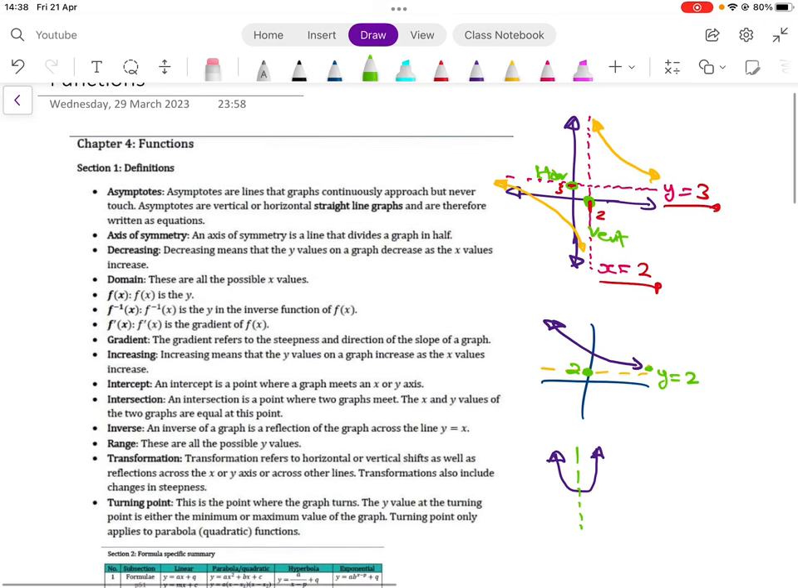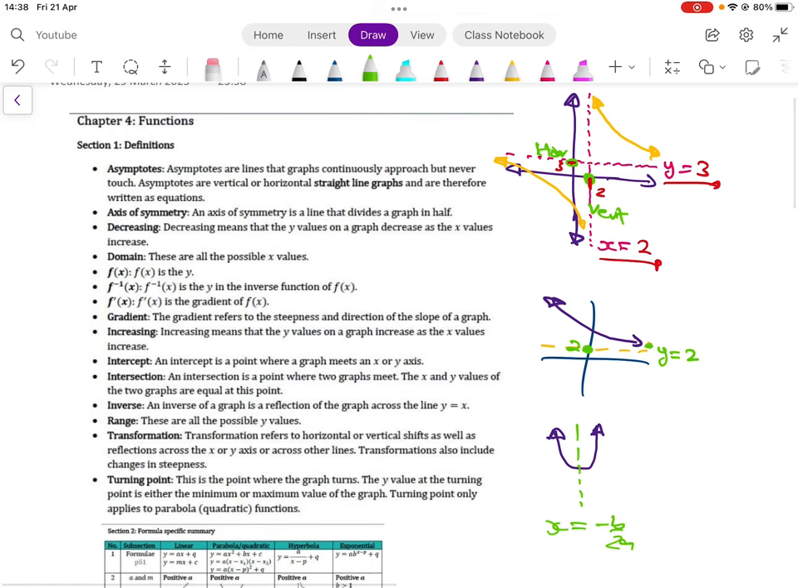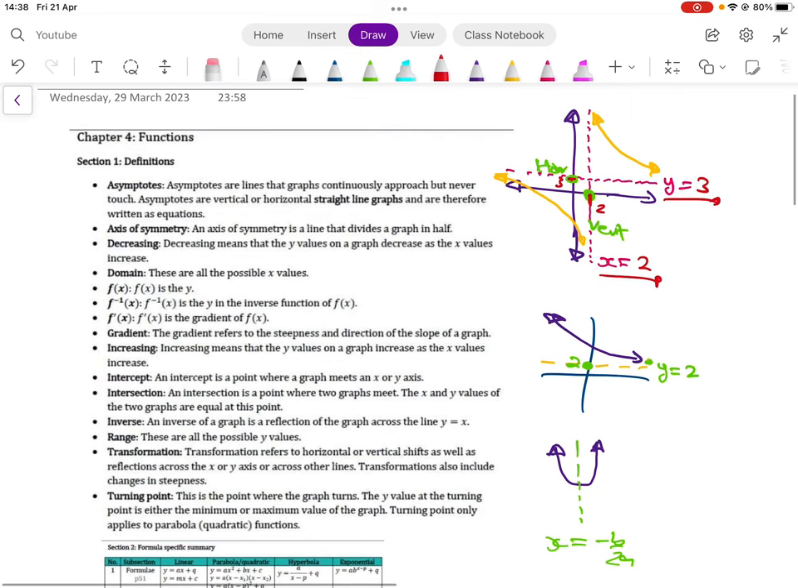The equation of the axis of symmetry is given by x equals minus b over 2a. That's how you determine the equation of the axis of symmetry, not for a hyperbola, I mean for a parabola. And then for hyperbolas, we also have the axis of symmetry.